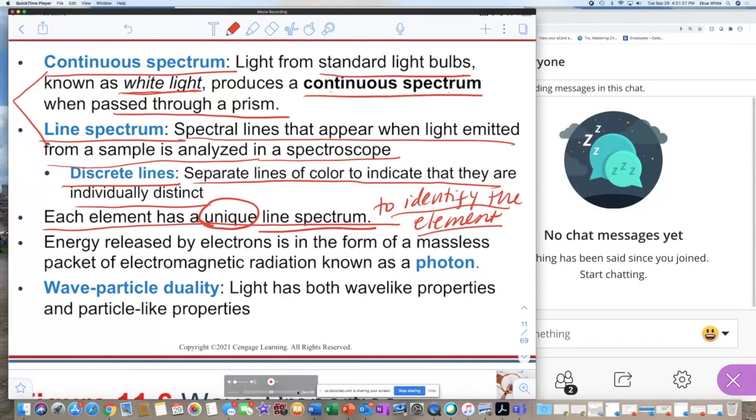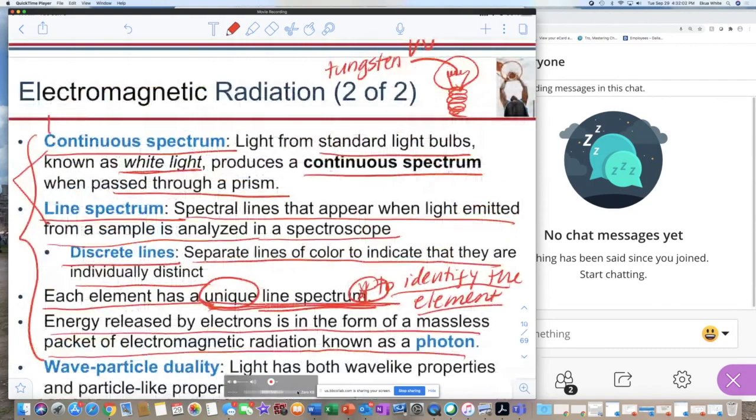The point though was just to say that you can use line spectra to prove the presence of elements. Okay. So after we've done all that, scientists do that. Energy released by electrons is in the form of massless packets called electromagnetic radiation. Okay, so as we're moving on here, remember we started off looking at light. We wanted to know about light to learn about electrons. With electrons, we ultimately learn about matter. So we've been looking at all these properties. These are light properties that are also electron properties.